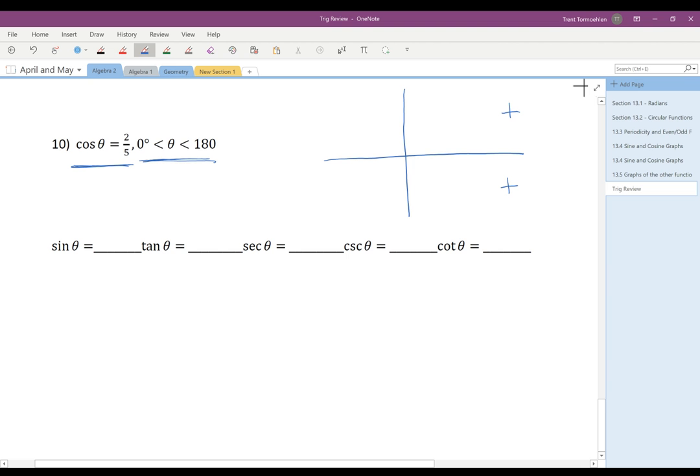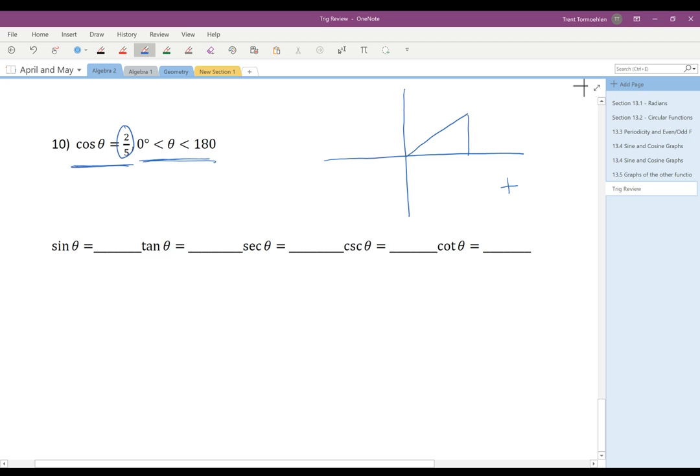So that means theta must be between 0 and 90 because it must be in quadrant 1. It can't be in quadrant 2 or 3. So we know that we're going to look like this. One way, you can either do this as a unit circle or you can do it where you just have a radius 5. It doesn't matter which one you do. I'm going to do it with a radius of 5.